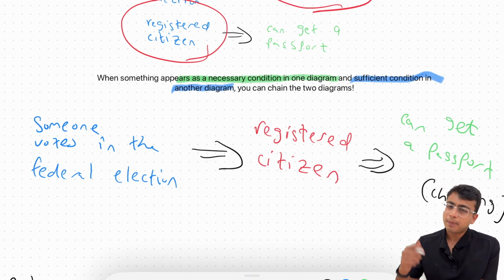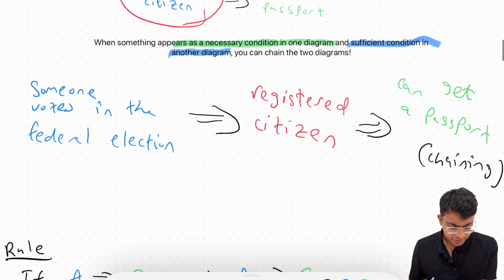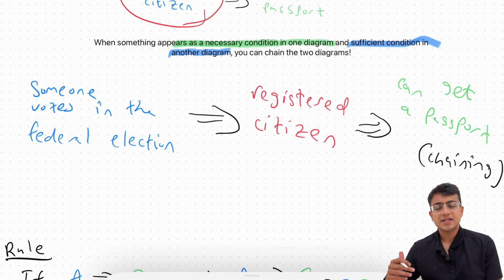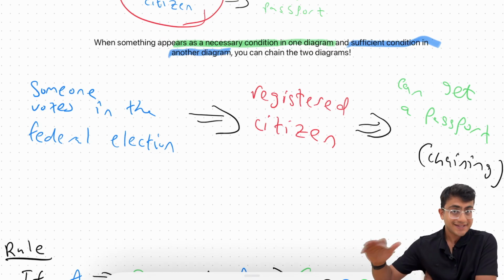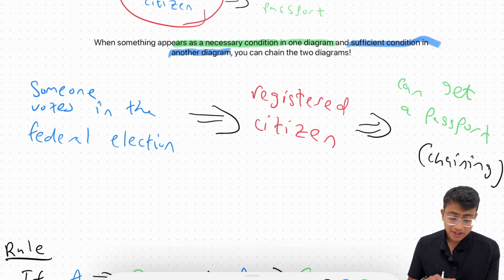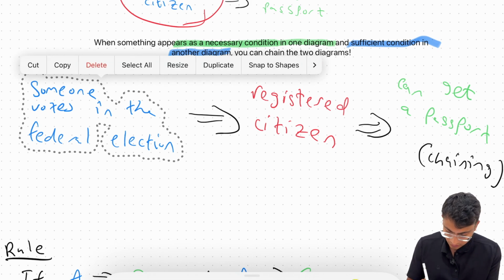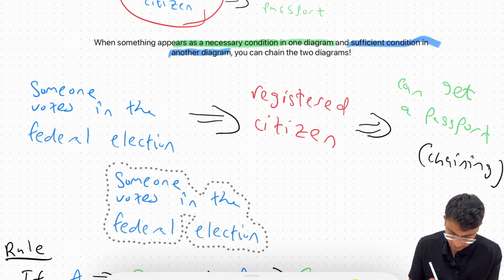And the really powerful thing about chaining is if you can chain two or more diagrams, you can do something called an inference. An inference is basically any statement that's not stated. And from this chain, you can infer if someone votes in the federal election. So let's duplicate.